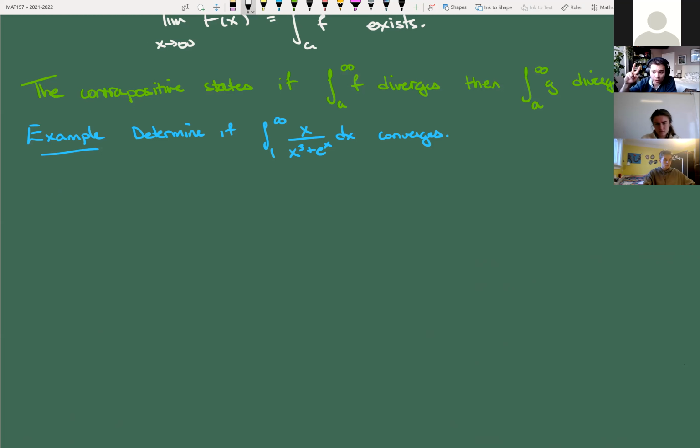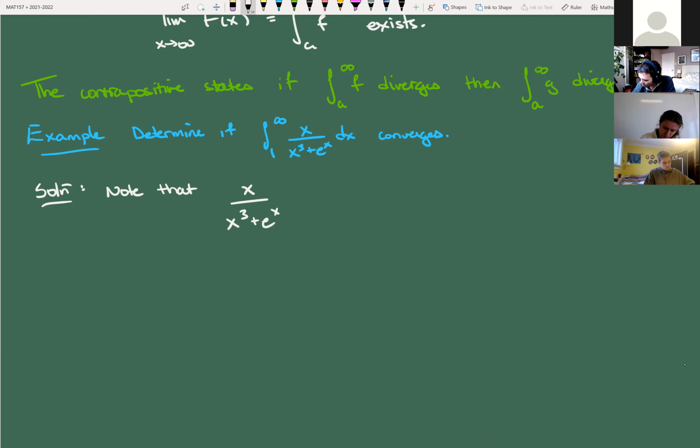Basically, I want to say this thing looks like 1 over x squared, right? I've got an x in the numerator, I've got an x cubed in the denominator, and then the e to the x term is making the denominator go to 0 really, really quickly. So morally speaking, I want to say this thing looks like 1 over x squared. So let's do it. So note that x over x cubed, and implicit in this conversation, right? You've been given the domain on which this is true. So in this case, it's 1 to infinity.